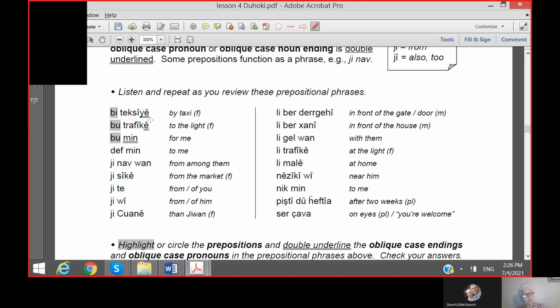And the reason you have to do this oblique case ending is because this noun is the object of this preposition. And that's the way Kurdish does it. Of course, if you don't use a noun and you use a pronoun instead, then you have to use one of the oblique case pronouns, bu min. You can listen to the rest of these with the audio recordings.